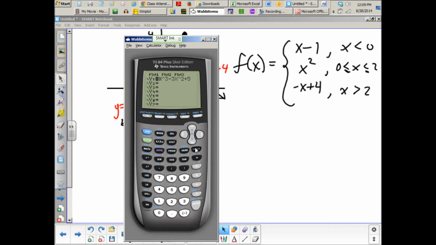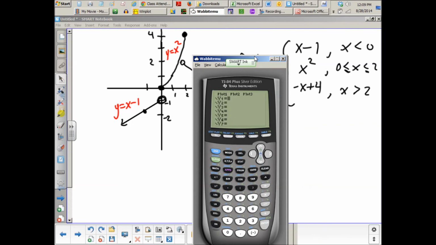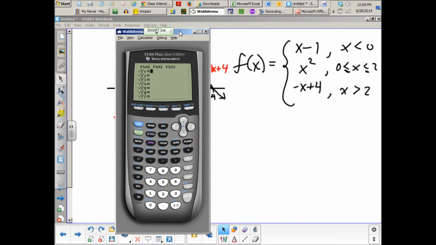So you turn it on, right? And you're going to enter in the first rule, which is x minus 1. You want it in parentheses, though. So x minus 1. And then you want to tell the calculator that you only want that for x is less than 0. So what you do is you put a slash, which is your division button. So divide, and then you do parentheses, and you want to type x is less than 0.